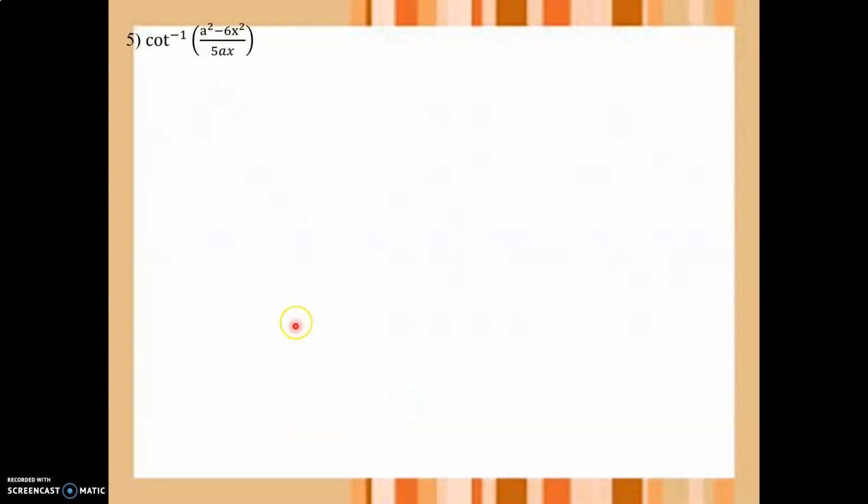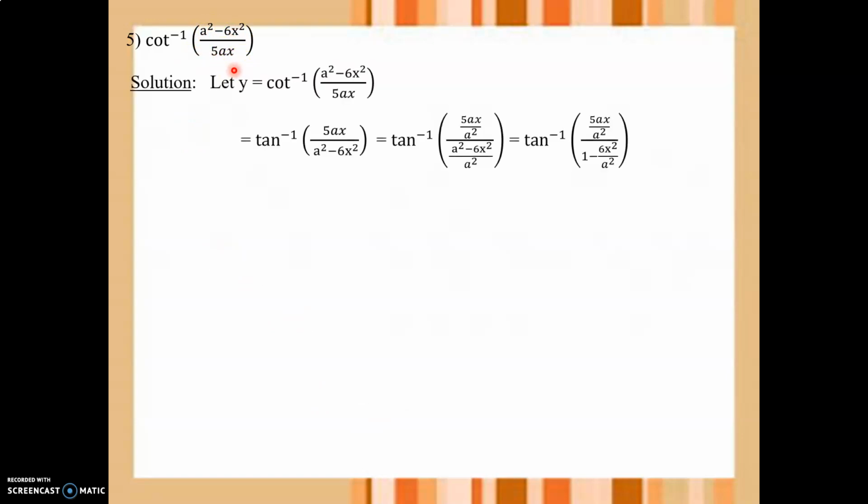Next question is cot inverse of a square minus 6x square upon 5ax. Here again you have to split, some adjustment you have to do. So in the first step itself we are taking the reciprocal function, tan inverse of 5ax upon a square minus 6x square. Now we have to make this term in addition format, then the denominator in 1 minus product format, like that. You have to change it.